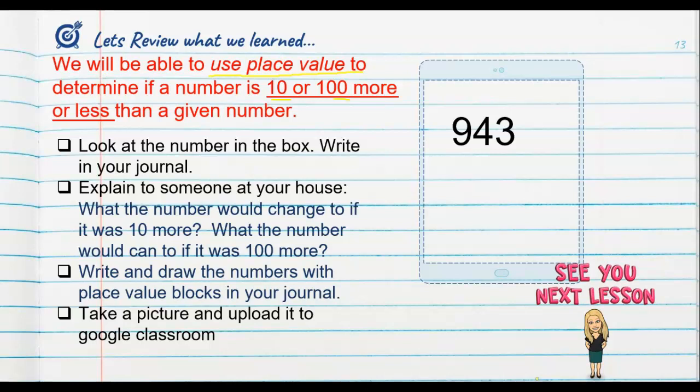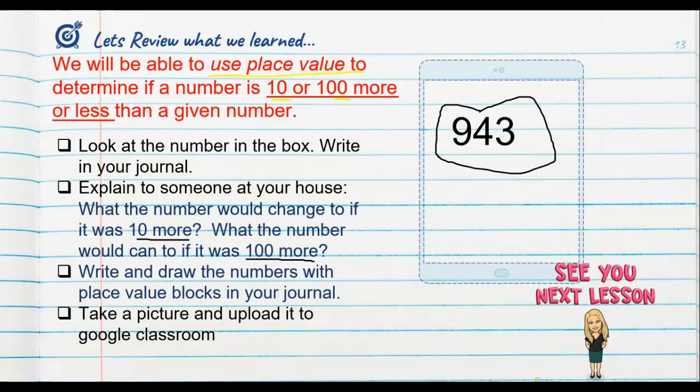Now let's look at the number in the box. So I want you to look at this number. Let me get a better color. Look at the number in the box right here. And I want you to explain to someone at your house. I also want you to write it in your journal what the number would change to if it was 10 more. So you're looking to change this number to 10 more. What would it change to? And what would the number change to if it was 100 more? Write and draw the numbers with place value blocks in your journal.